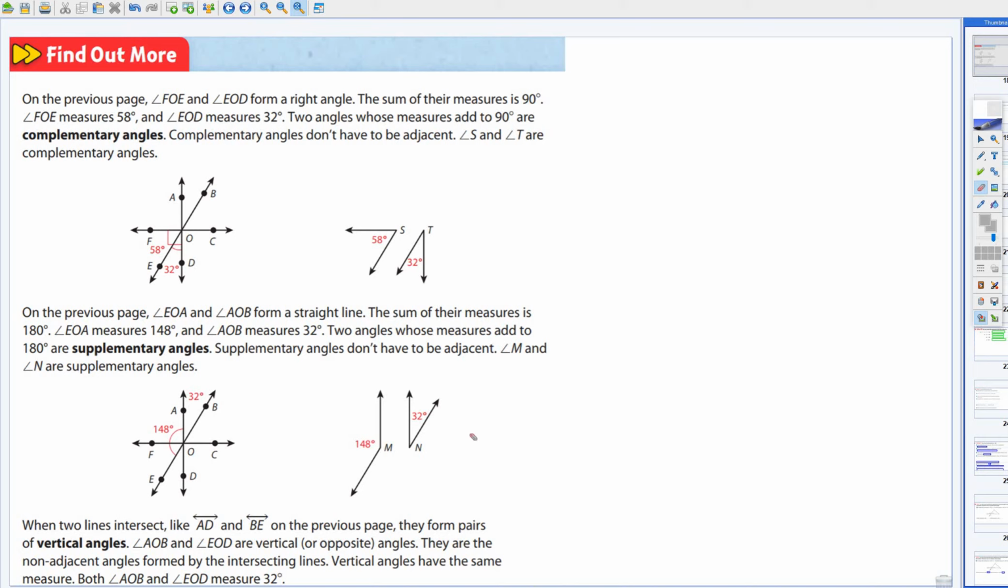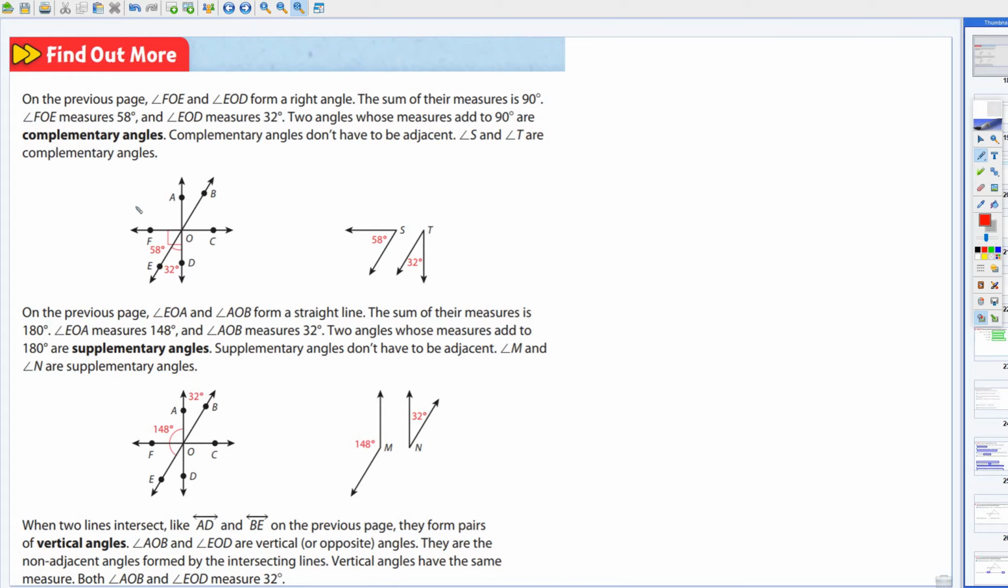Let's find out more. On the previous page, which was actually the previous video, part 1, angle FOE and angle EOD form a right angle. Let's look at that. FOE right here, and let me use a different color here, EOD. Can you guys see that? Together they form a right angle. The sum of their measures is 90 degrees.